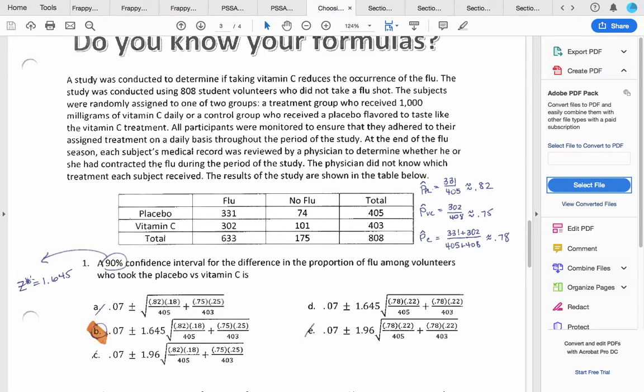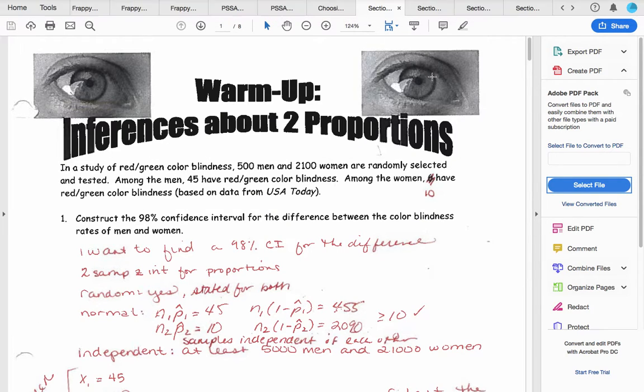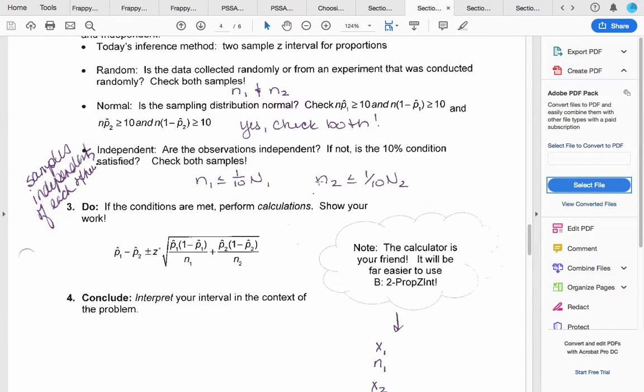It's a 90% interval, proportions use z, so it's 1.645, so that eliminates all these other ones. So if I take 0.82 minus 0.75, I'm going to have 0.07. There's the critical value, square root. Then there's the p hat 1 times 1 minus that over the sample size, plus the p hat 2 times 1 minus p hat 2 over 403. All right, so you don't do the math, just leave the formula like it is. If you notice, that is that formula right there, okay?